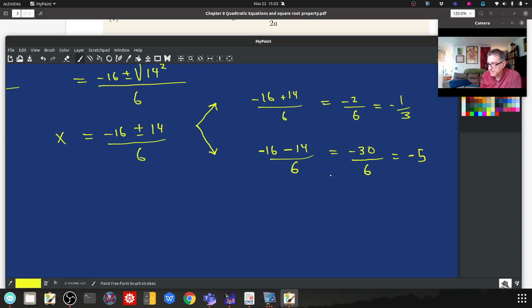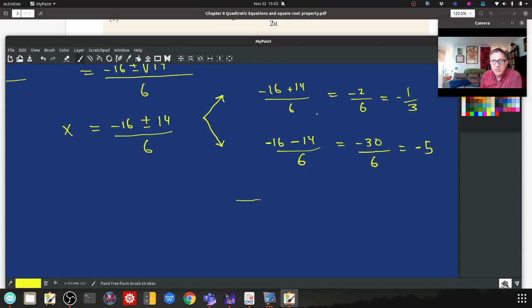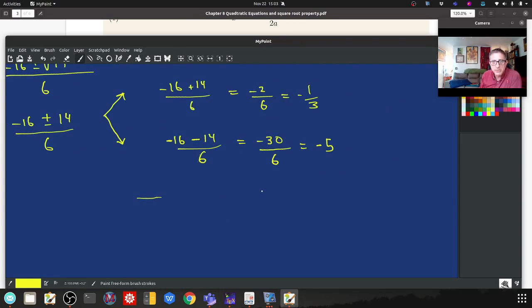It is, my notes, I have it wrong. Because 14 is what is changing sign. So our answers are, here we have an example of two negative answers. Because 14.